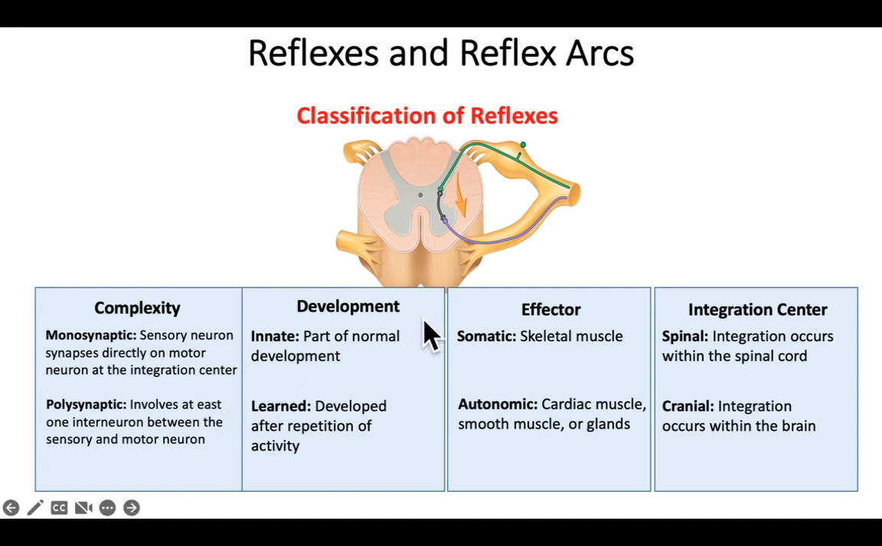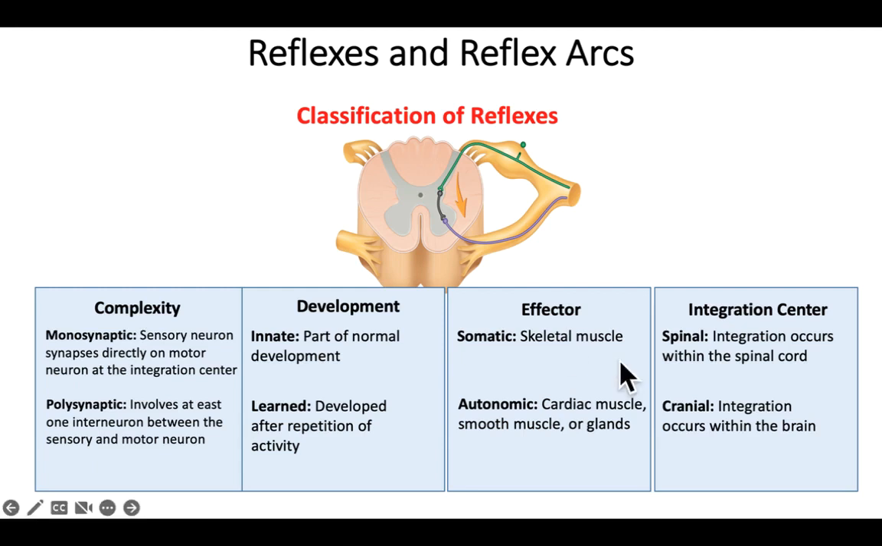How they developed: some of our reflexes are innate. All right, they're part of the normal development of the nervous system. And then some of them are learned. So we have a number of learned reflexes because of a lot of repetition. An example I like to give is, when you drive a car, slamming on the brake when you come to an emergency situation is a learned reflex.